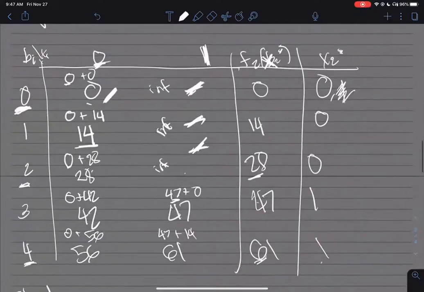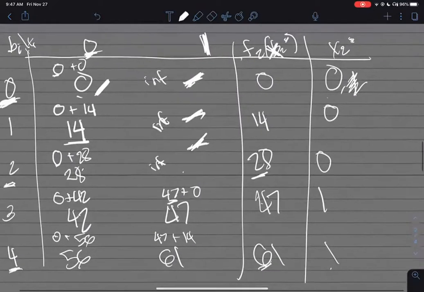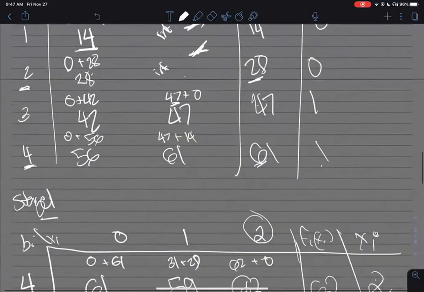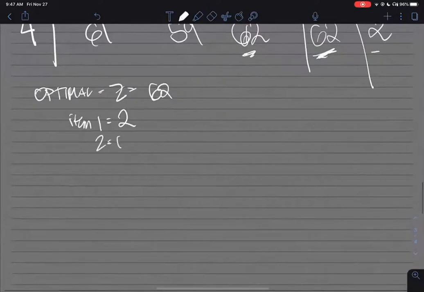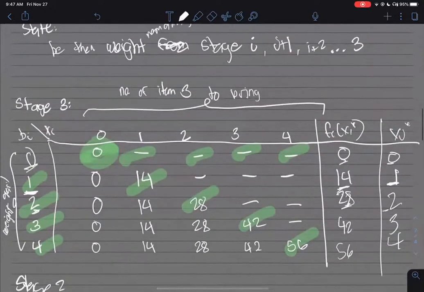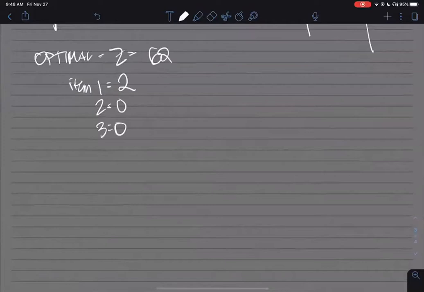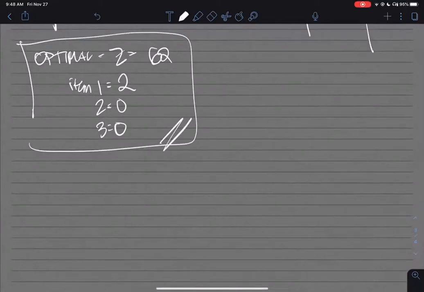That leaves me with a 0 state in stage 2. So the best for stage 2 is to bring 0. If I have 0 here, and here, for stage 3, the optimal solution is also to do this. Stage 3 equals 0. Therefore, your optimal Z value is 62. Bring 2 units of item 1 and 2 units of item 2 and 2 units of item 3.